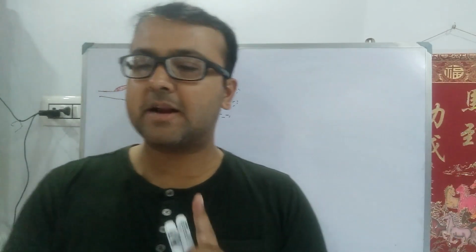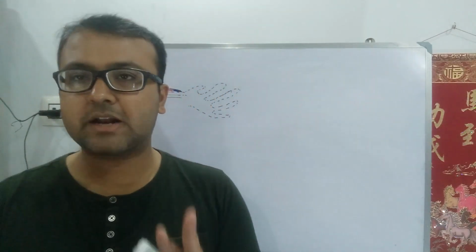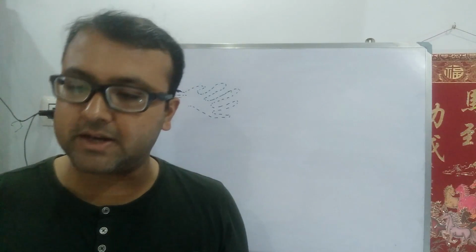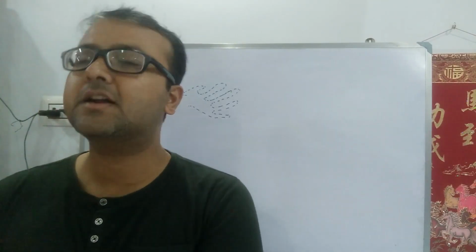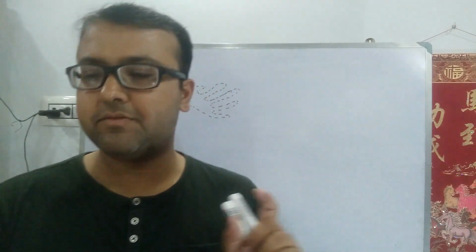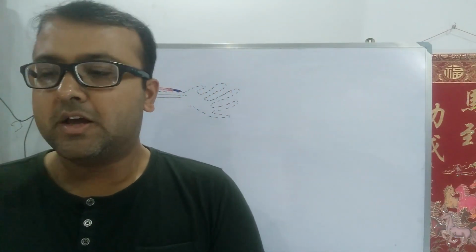Anyways, what I was saying: number one, we have learned that it is an extensor muscle. If it is extensor carpi radialis longus, number one, it's an extensor muscle. Carpi means it is attached to carpal or metacarpal. Third, radialis means it is somewhere related to the radius or the radial nerve. And the next thing is longus, that means it is a pretty long muscle.